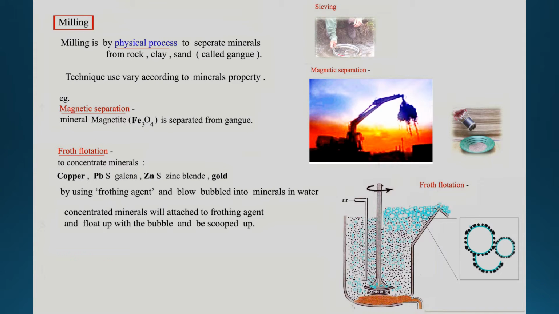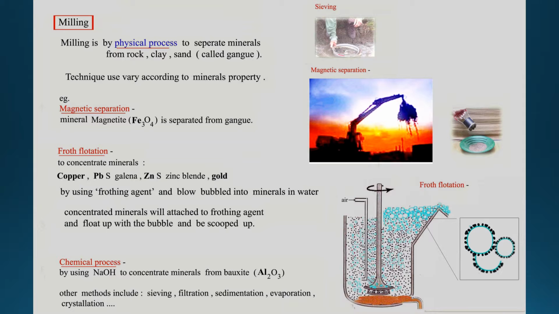Any other way? Aluminium, for example, can dissolve in acid, and more commonly aluminium can dissolve in strong base. So they can put it in strong base to extract aluminium. Now student, after we talk about milling, what is milling? We try to use some simple physical methods to separate out as much of the rock, clay, and sand, called gangue, as possible, so that we can do the next step.